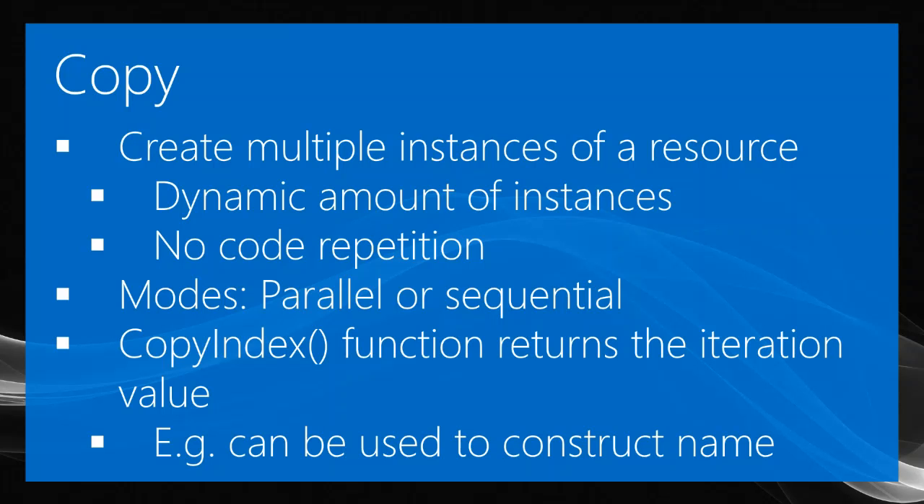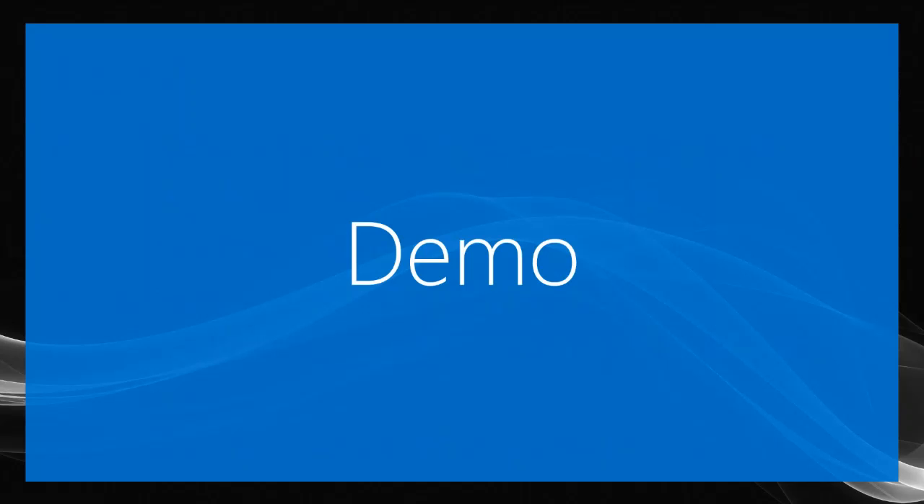And then you can, of course, again, use the copyIndex to create the name, for instance, again, together with a concatenate function, where you can just concatenate some string that uses some input, such as storage account, and then add the copyIndex as a unique number at the very end. So copy and copyIndex, very interesting. And Martin will quickly show you how this works.